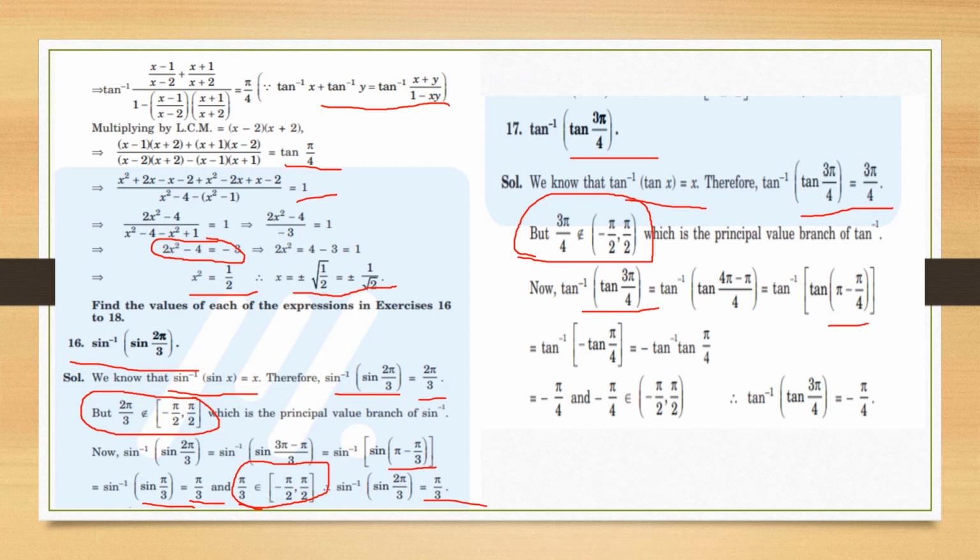So tan(180 minus theta) is minus tan theta, right? And you know tan is an odd function, so I can write it as tan of minus pi by 4. So tan inverse gets cancelled, and this gives me only minus pi by 4. And definitely minus pi by 4 belongs to minus pi by 2 to pi by 2. So my answer is minus pi by 4.